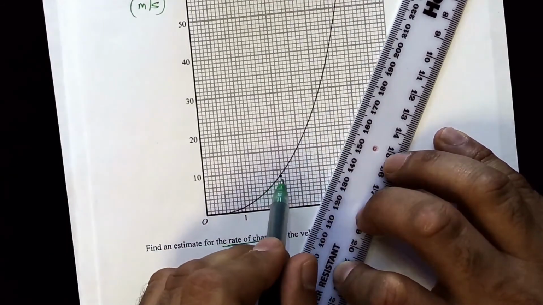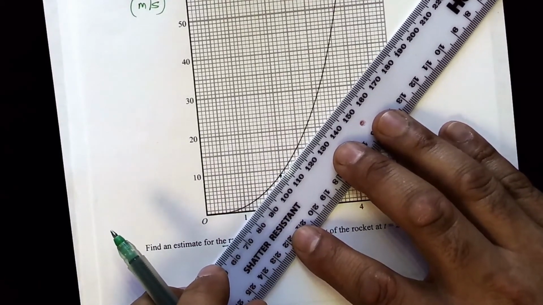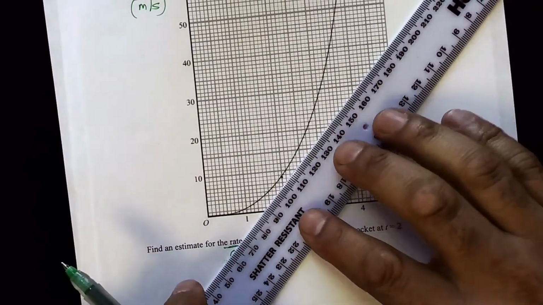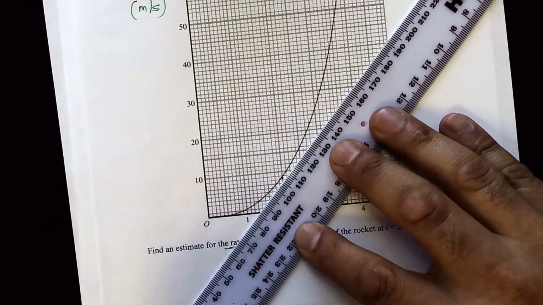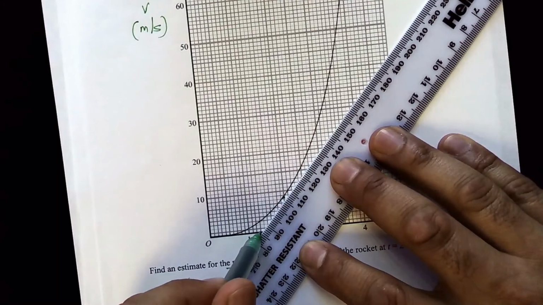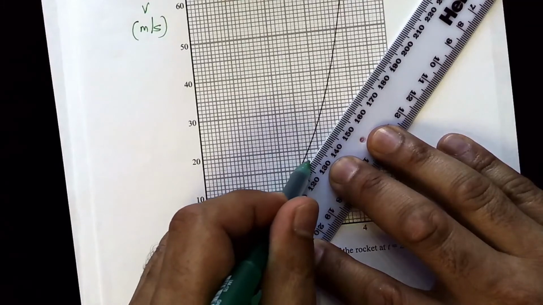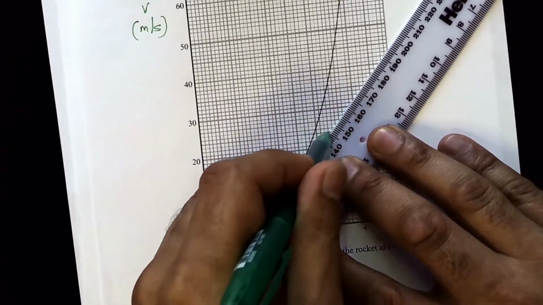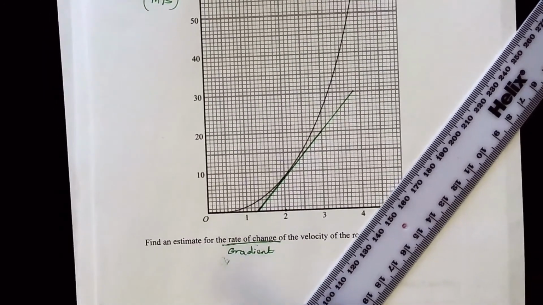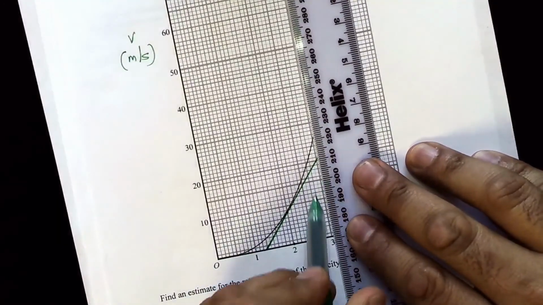t equals 2. Now you could have a slightly different gradient, and there is a range of values for the answers that you can have. So you might have a slightly different answer to mine, but your method is what they are looking for. So here's my tangent, and I can carry that on, and then from the tangent I'm now going to work out the gradient of that line. So again, let's go to 3.